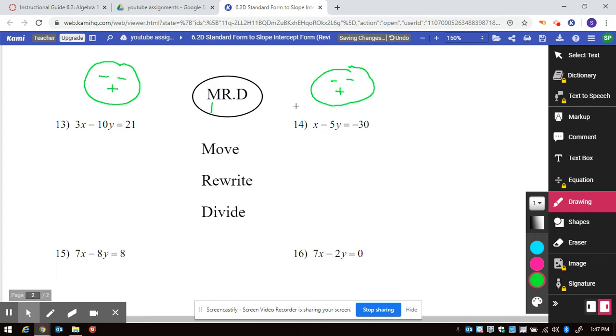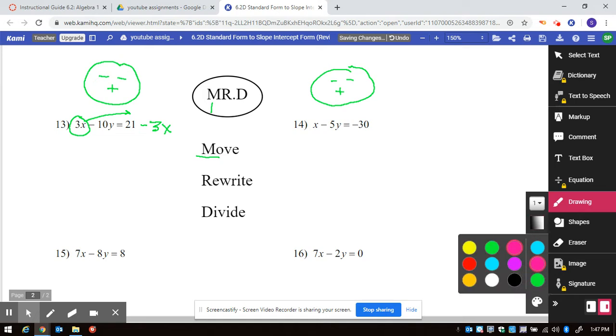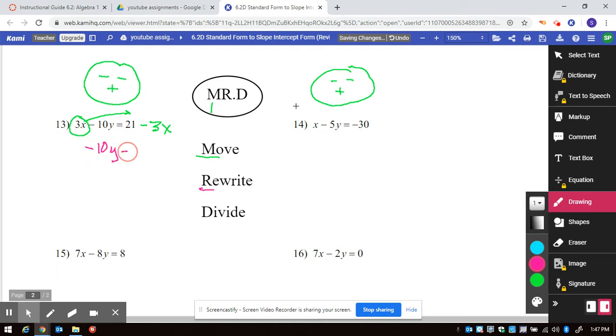The M stands for move. I need to move the X over, opposite side, opposite sign. So this becomes minus 3X. I am going to R, rewrite, negative 10Y is equal to, and I'm going to make sure that I keep that sign. And then this is a positive 21.